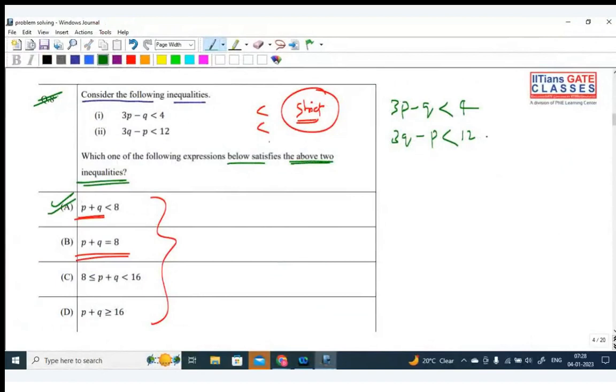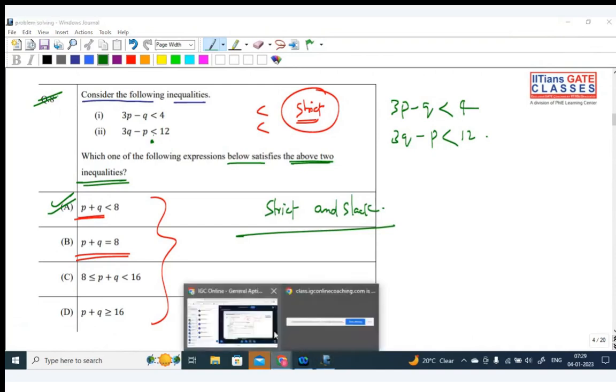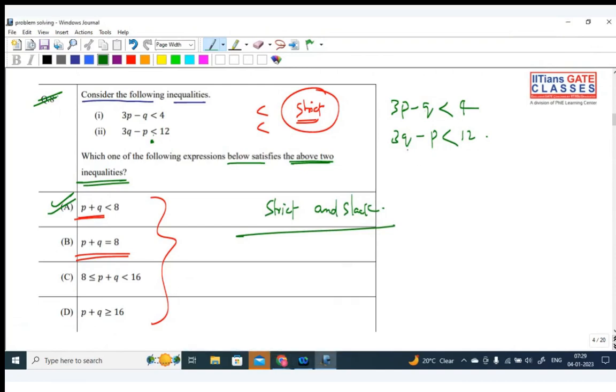Because you should also focus here, okay? There is a strict inequality. There are two kinds of inequality. One is strict and one is slack. In fact, this question can be done just by looking at the question, right? Or what you can do, you can just solve this. Okay. You can solve this and you can find out. Yeah. So what you can do, this is simple.